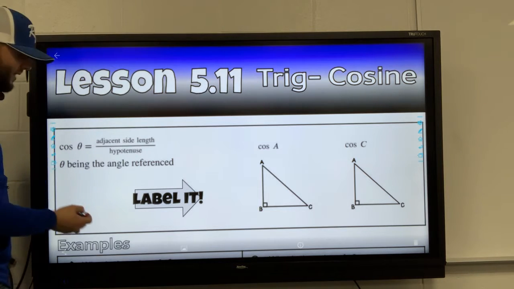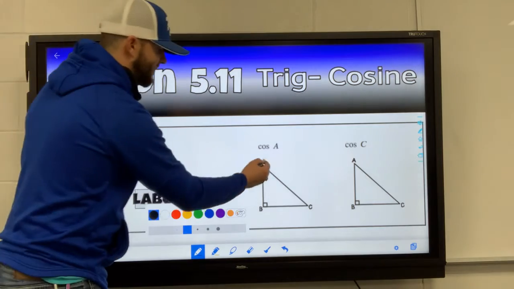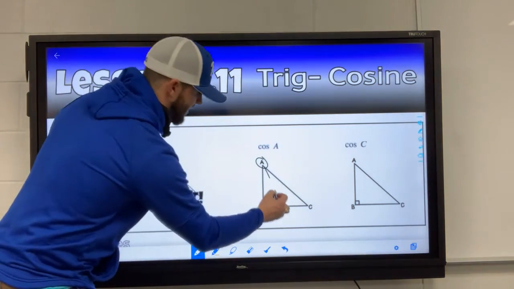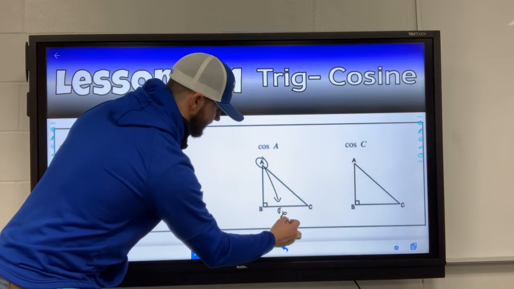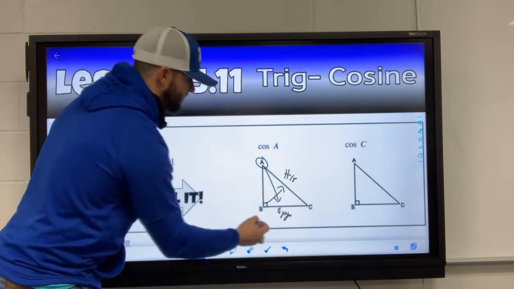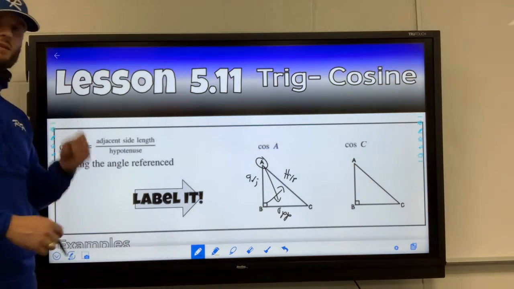So with this being said, it's asking me to do the cosine of A. So right now, looking from A, I'm going to label it just like I did on the last lesson. This is my opposite side. Opposite the 90 degree is always your hypotenuse. And then that third side that I did not label is going to be my adjacent side.